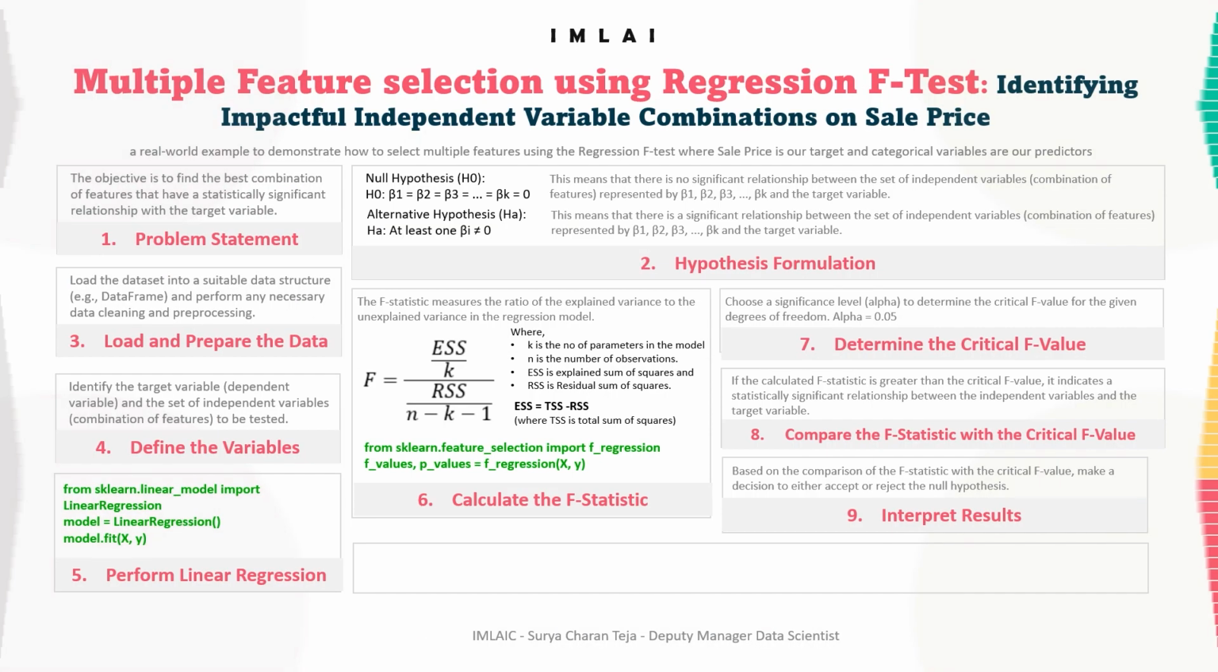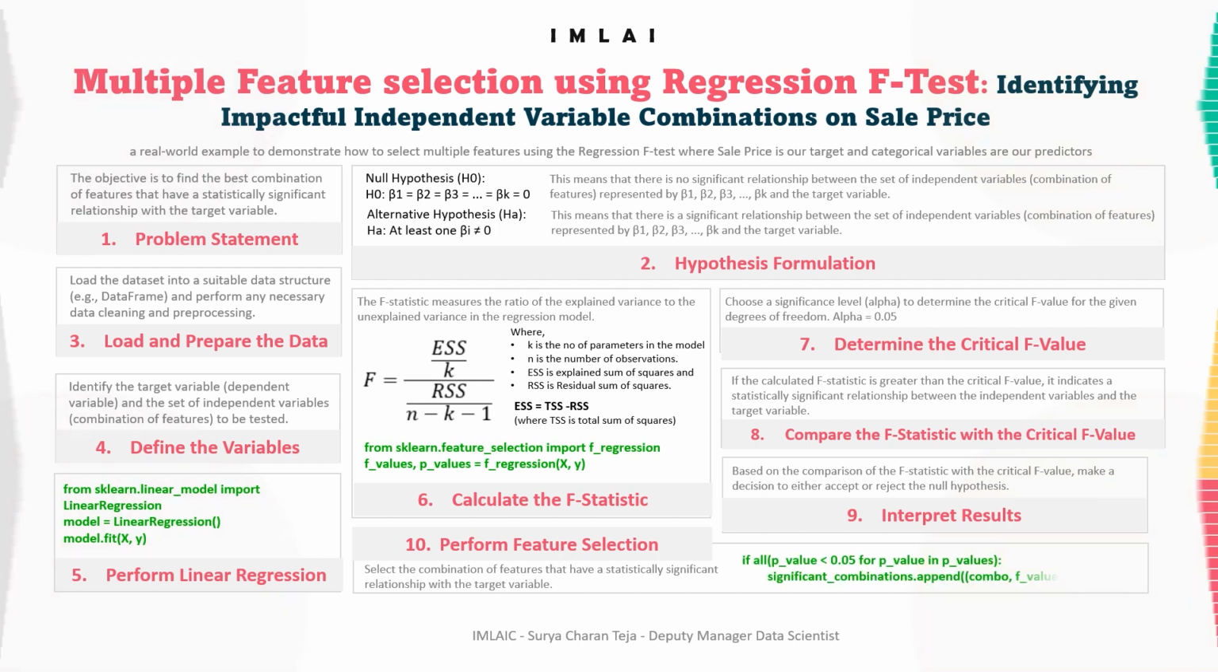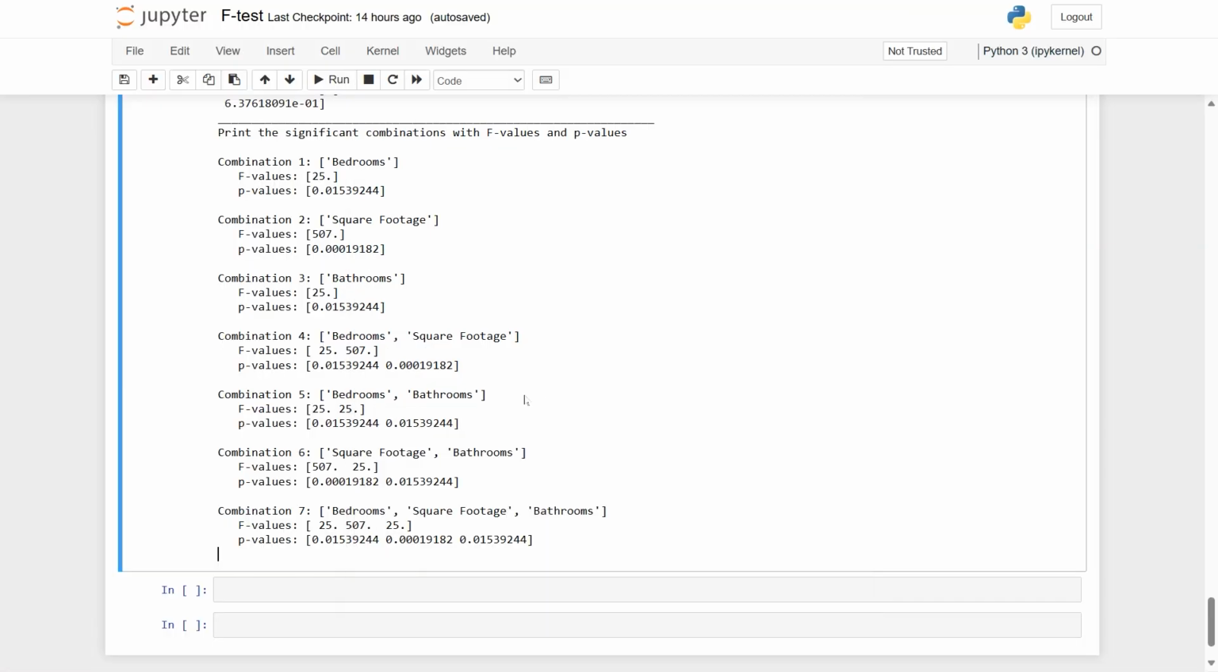Okay, now let's move ahead and look into the final step. Let's perform the feature selection. Select the combination of features that have a statistically significant relationship with the target variable, and this is the piece of code that we can use. By following these steps, you can perform the regression F test for feature selection. It involves formulating the null and alternative hypotheses, performing linear regression, calculating the F statistic, and comparing with the critical F value to determine the statistical significance of the relationship between the set of independent variables and the target variable. Let me get back before I wrap this up.